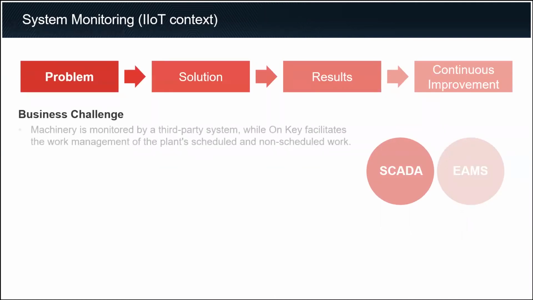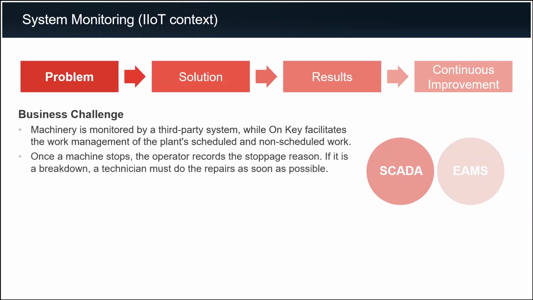So our business challenge in this client example or reference is that machinery is already monitored by a third-party SCADA type system, and OnKey EAMS is already implemented to facilitate work management and actually manages this plant's scheduled and non-scheduled work. Once a machine stops for whatever reason, the operator records the stoppage reason for that machine, and if it's a breakdown, a technician must do the repairs as soon as possible.